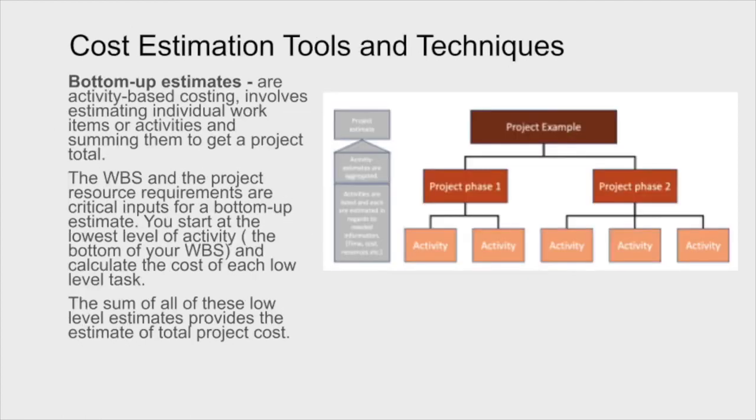Next, we have bottom-up estimates. And this is what I was just referring to in terms of the work breakdown structure. Bottom-up really takes the project, divides it into little tiny parts, and it does estimated costs on each of the little tiny parts. The total project is the sum of all its parts, and the total cost is the sum of all the costs of those parts.